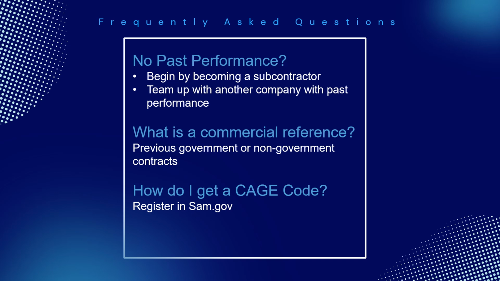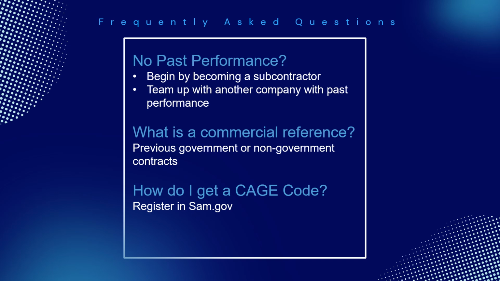Question 2. What is a commercial reference? A commercial reference is proof of your work for a previous client, like we mentioned before, either in the government or in the private sector. It's essentially a way to show that you're reliable and capable of delivering results. If you've done similar work for private sector clients, ask them to provide a reference that speaks to your ability to meet deadlines, stay on budget, and deliver quality results. Strong references can make a big difference in how the government evaluates your proposal.